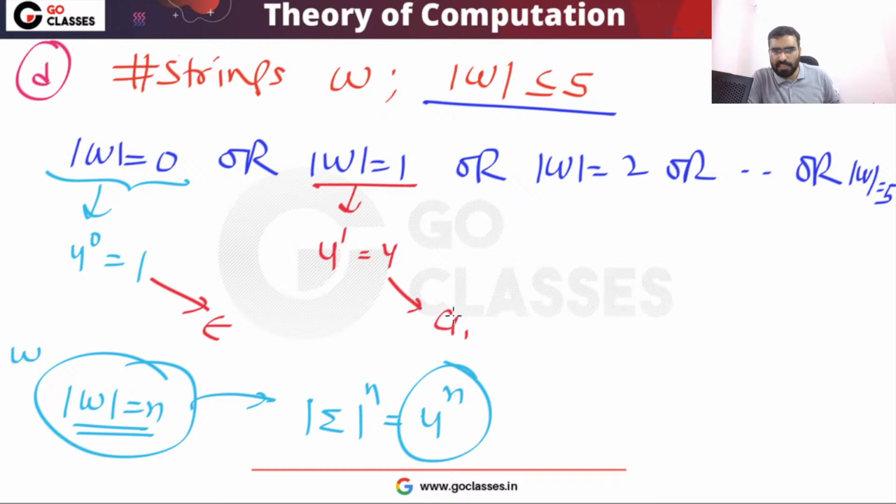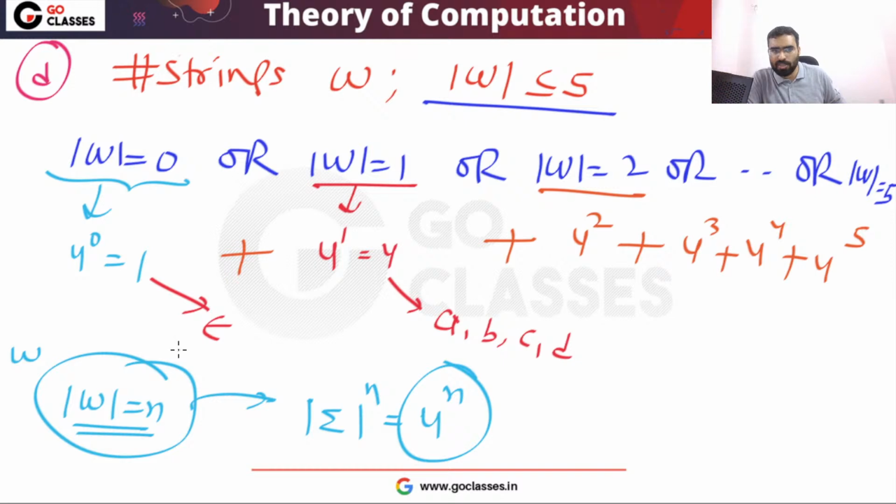Those are this string, this string, this string, this string. So these strings you can create. Here you can create 4 power 2 strings. Then you can create 4 power 3, 4 power 4, 4 power 5. Your answer will be summation of these two. Summation of all of them.